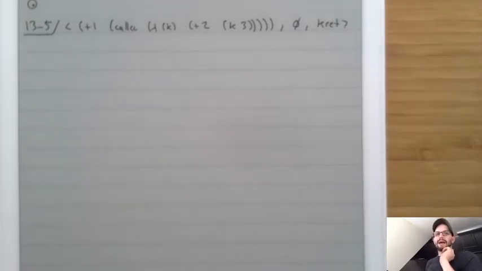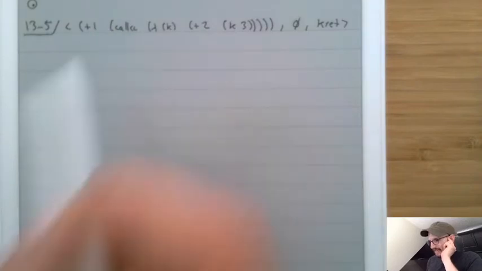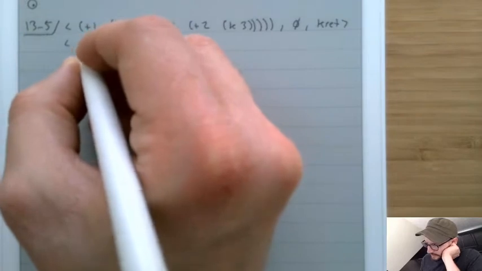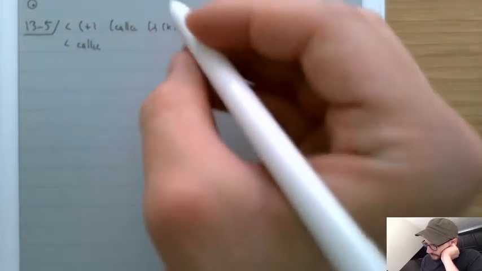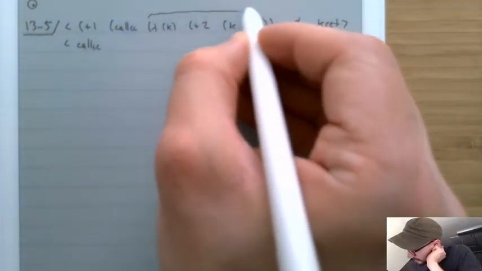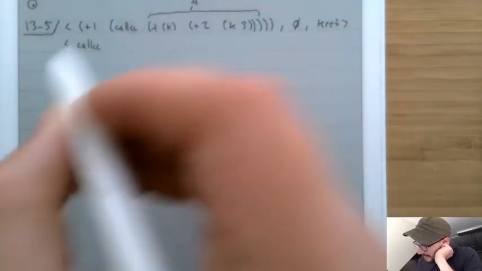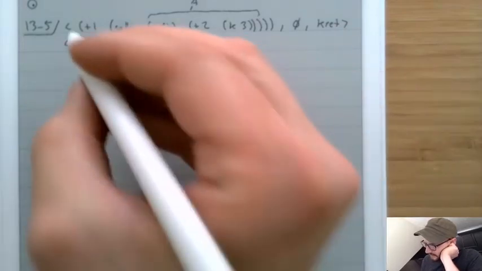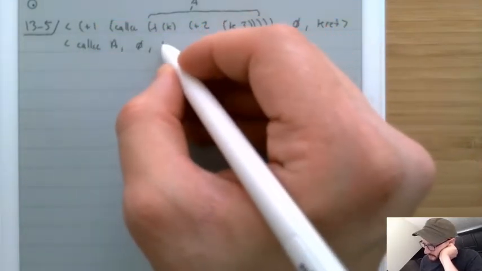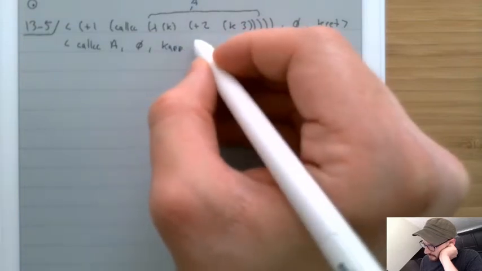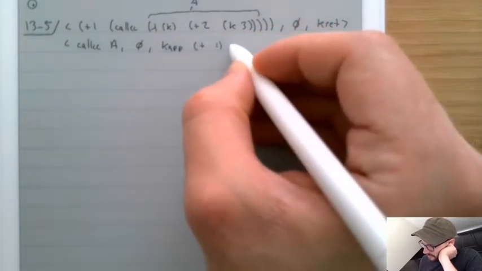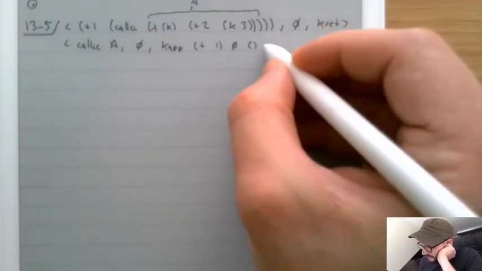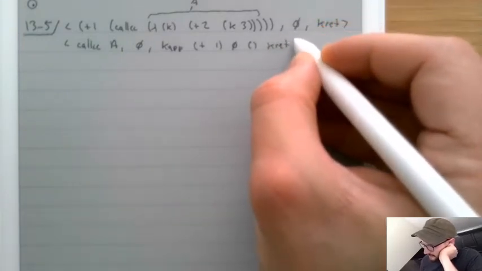The first thing that's going to happen is that we're going to get down to seeing the call cc. So we'll get down to call cc with this thing right here. Let's label that program A. So call cc A. The environment is still empty, and the continuation says we have a k app of +1. There's an empty environment, no other arguments, and a kret inside there.